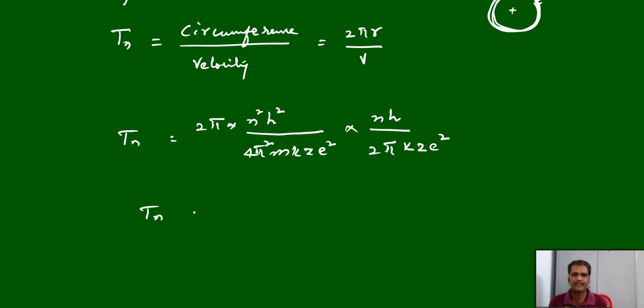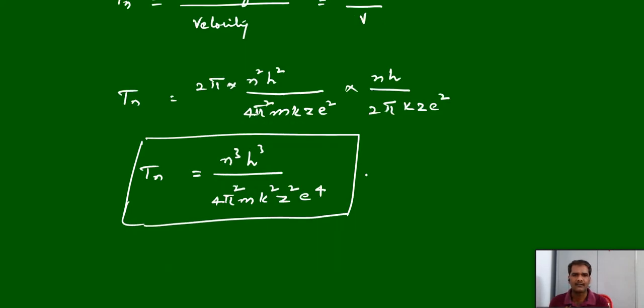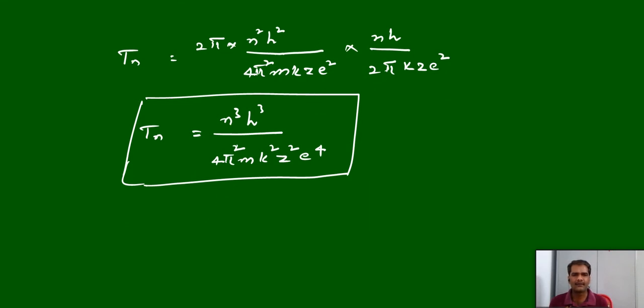Now you simplify this one, you will get the time period overall: n cube h cube by 4 pi square m k square z square e power 4, and this is the time period. No need to remember this value, not required. Here again you directly substitute the known values of h, pi, m, k, z, e, and so on. You will get the time period.